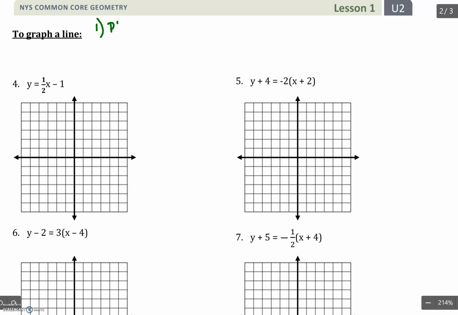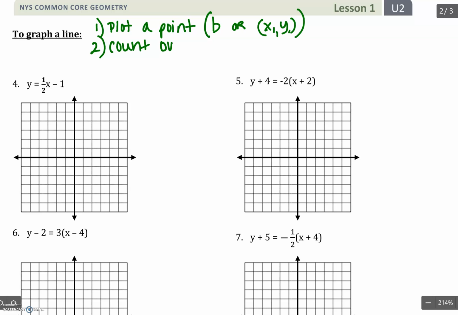All right, now to graph a line, first you're going to plot a point. And that point could be b, the y-intercept, or it could be x1, y1, depending on which version of your equation you were given. And then count out your slope to do the rest of the points.